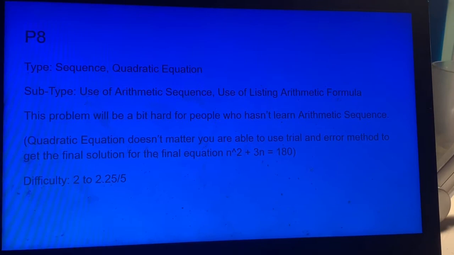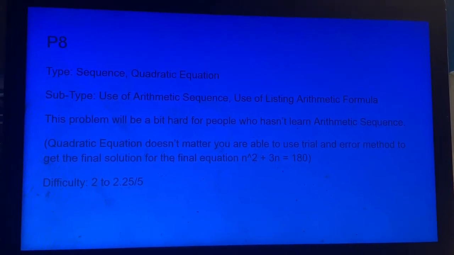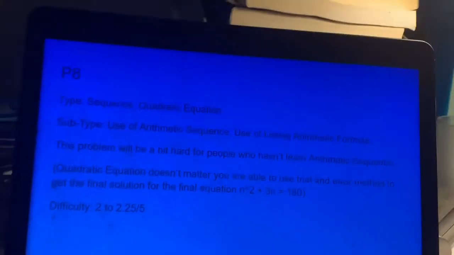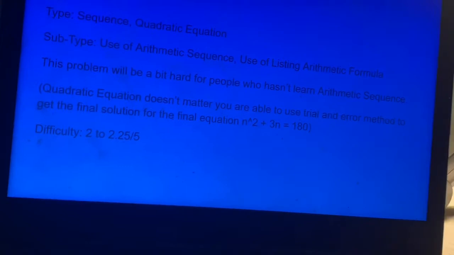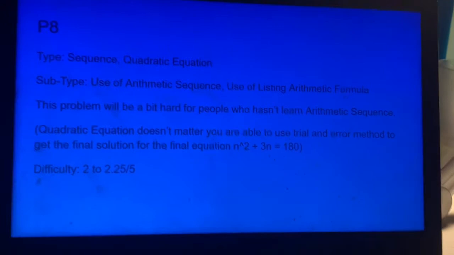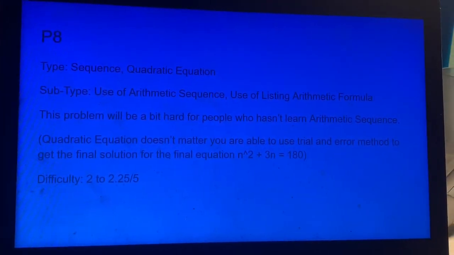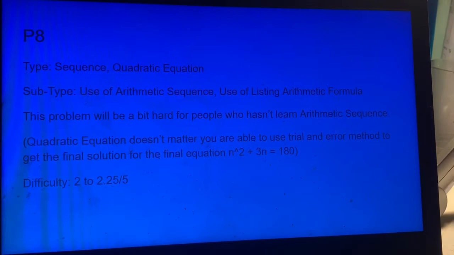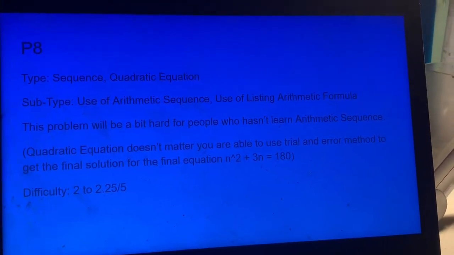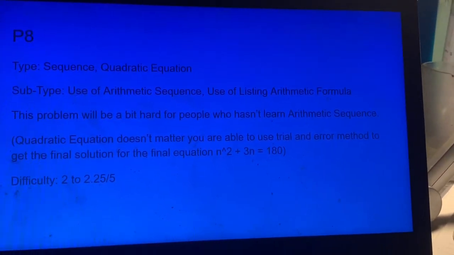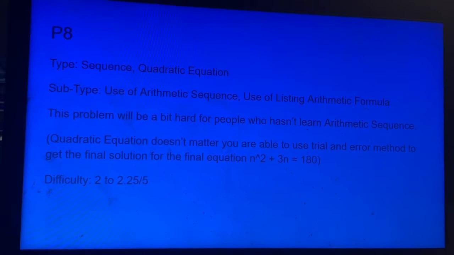This problem has a sequence and a quadratic equation, so it will be a bit hard for people who haven't learned arithmetic sequences, but I think everyone should learn at least a bit about arithmetic sequences when they attempt the AMC 10. The quadratic equation doesn't matter a lot, because you can use trial and error to get n squared plus 3n equals 180. So the difficulty is 2.2 to 2.25 out of 5, since this problem requires you to deduce the formula.